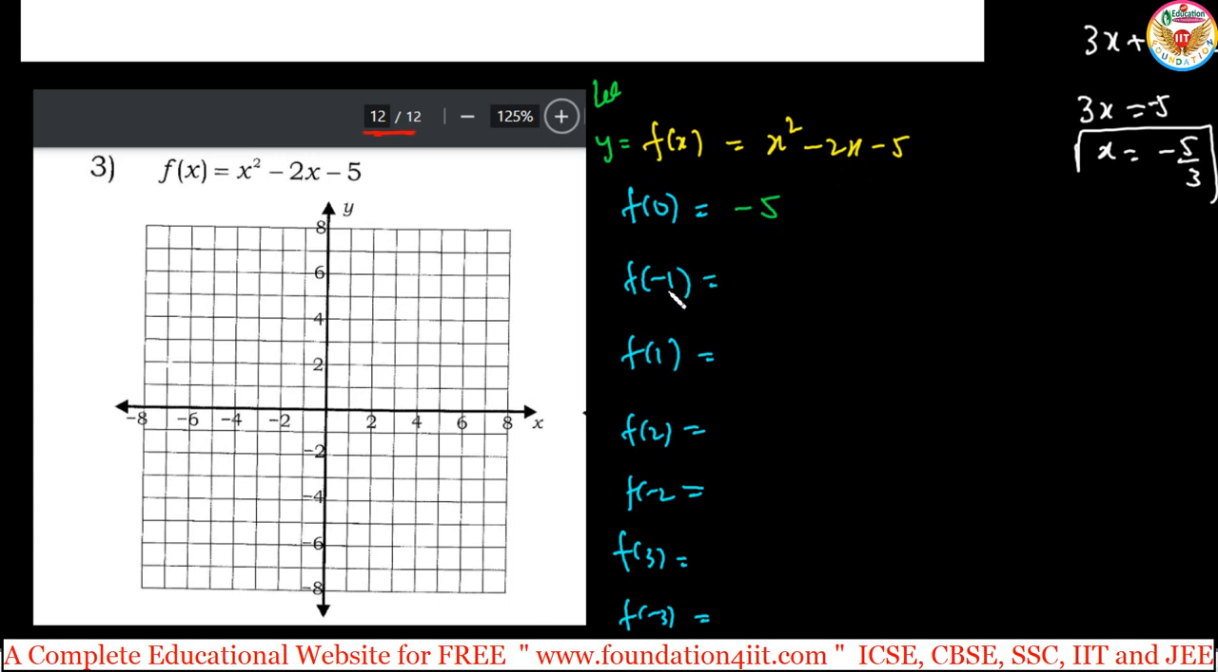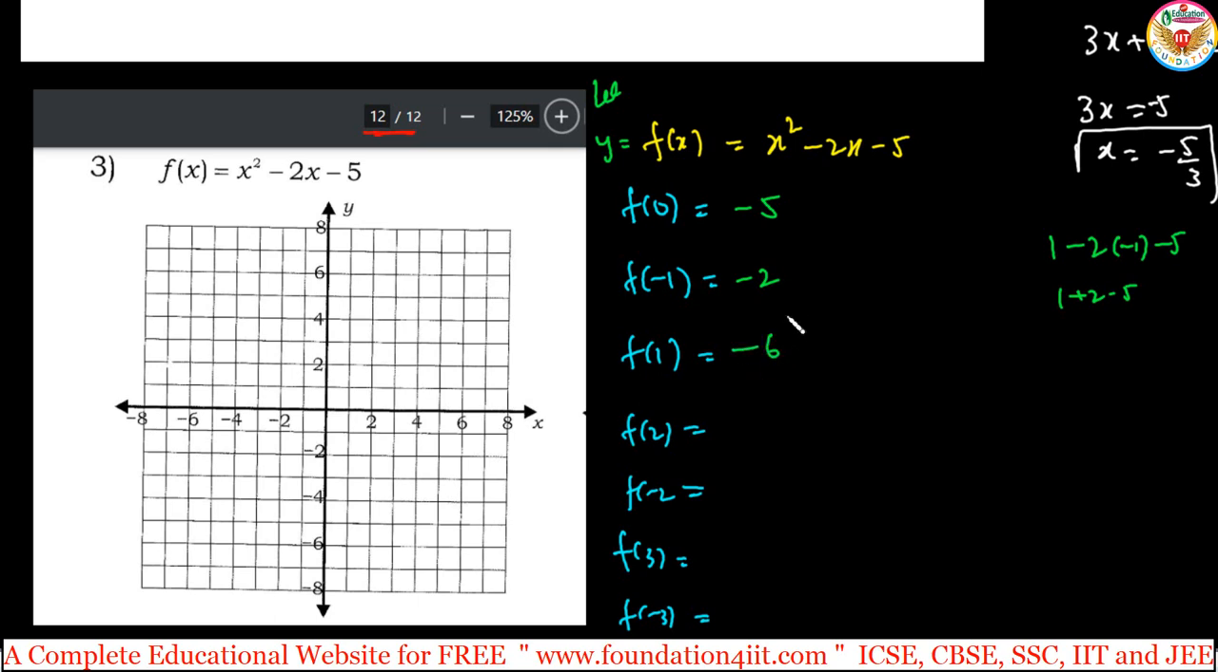In place of x, substitute -1. (-1)² is 1, and 1 - 2 into -1 is 1 + 2 - 5. So 3 - 5, we get -2. If you substitute 1, 1² - 2 into 1 is 1 - 2, minus 1, so we get -6 after the -5. I'm writing the answers, but you can calculate and check.